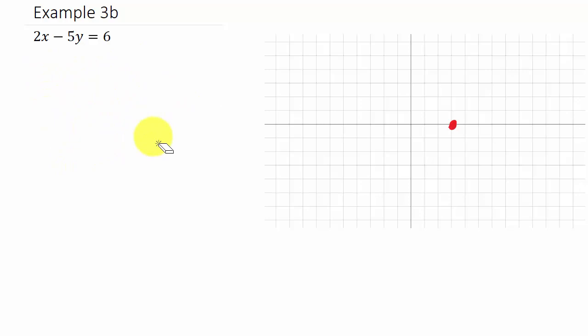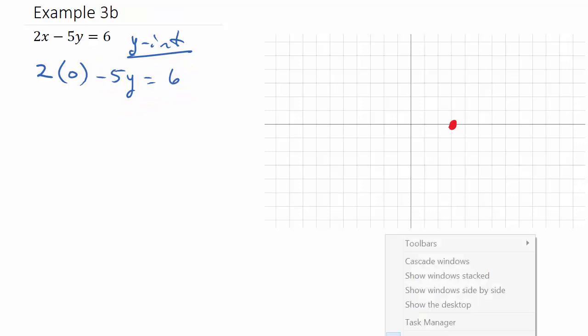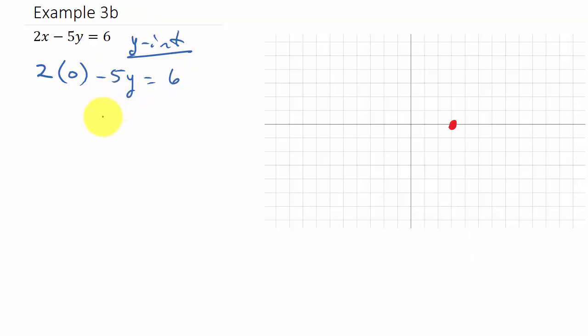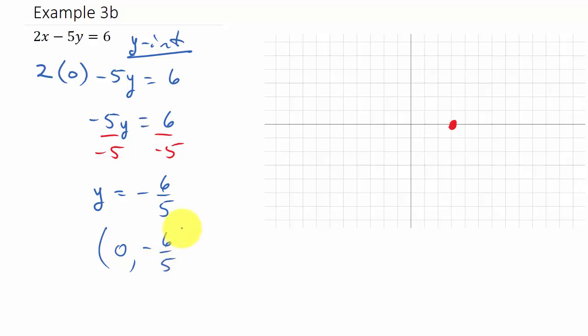Now let's find the y-intercept. So that's going to be 2 times x, and in the place of x I'll put 0. We're finding the y-intercept. Minus 5y equals 6. So 2 times 0 is 0. So that's -5y equals 6. Divide everything by -5. And so I get y is equal to -6/5. And so my point here, well, x was 0, y is -6/5.